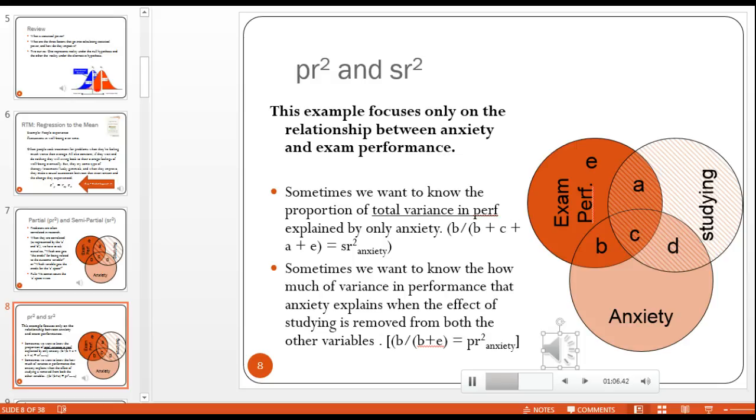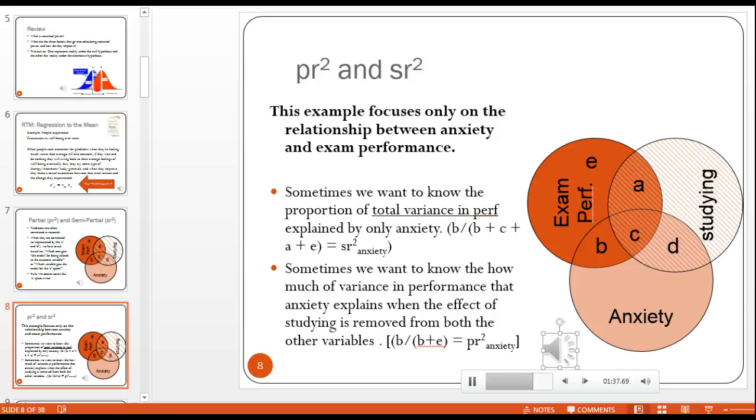Okay, so that's the first bullet there. That is equal to the semi-partial. Again, the proportion of total variance in the DV that is attributable only to anxiety, and that is B. It's not C, it's not A, because C and A also share variance with studying. So we're not looking at studying. This is a way to control for variables. So we're controlling for studying right now and looking at anxiety.